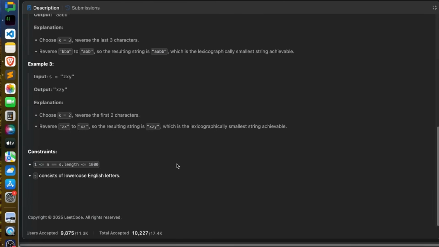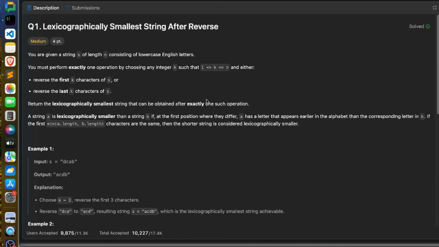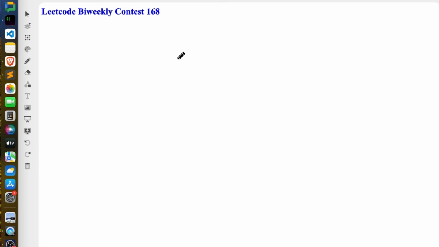So this is a brute force problem. Since the length of the string is only up to 1000, we can easily apply an order of n square solution. Now to solve this problem, we can apply a brute force approach.